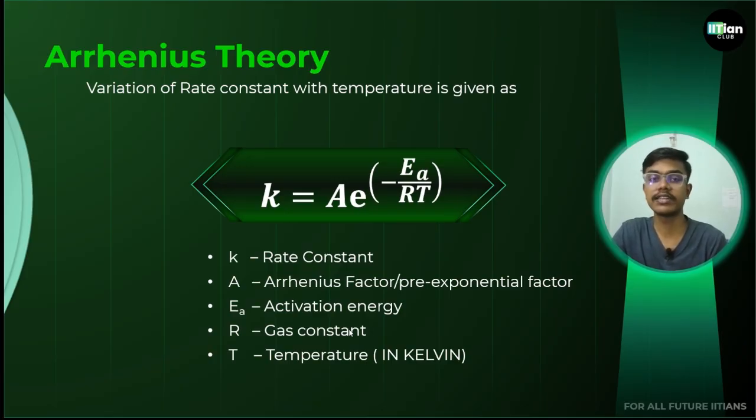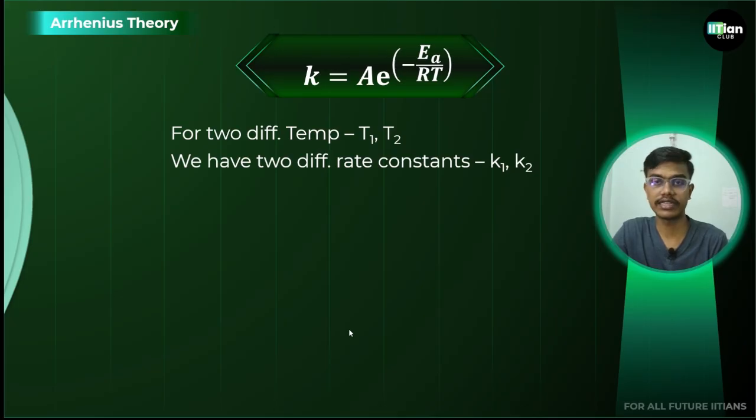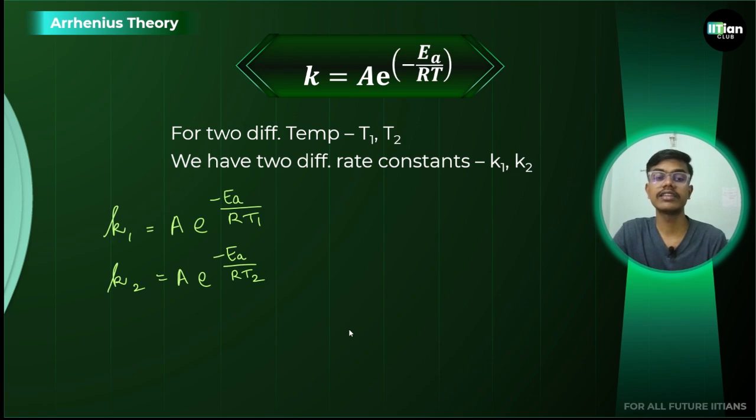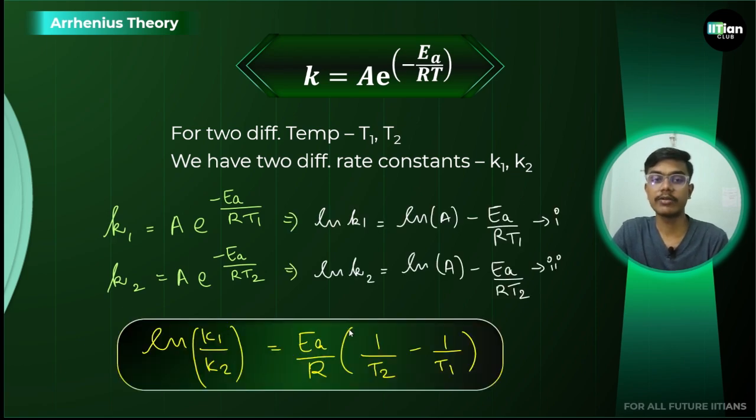Temperature should be substituted in Kelvin. Next, let's say you have two different temperatures T1 and T2, and two different rate constants K1 and K2. We'll find a relationship between K1, K2 and T1, T2. When we take ln and do the analysis, we'll get a final expression similar to this.